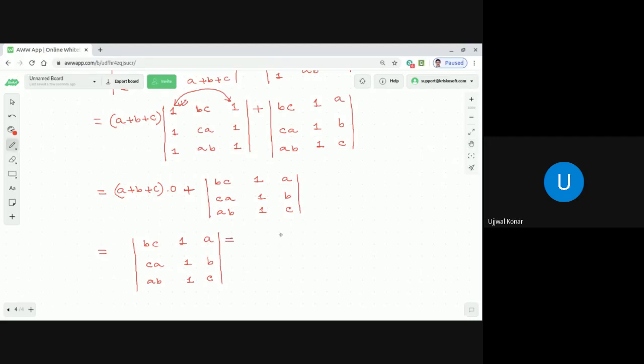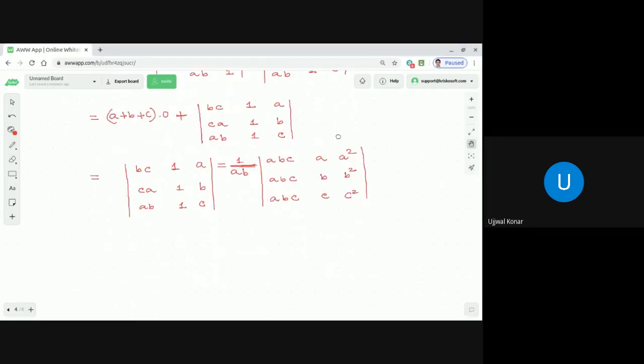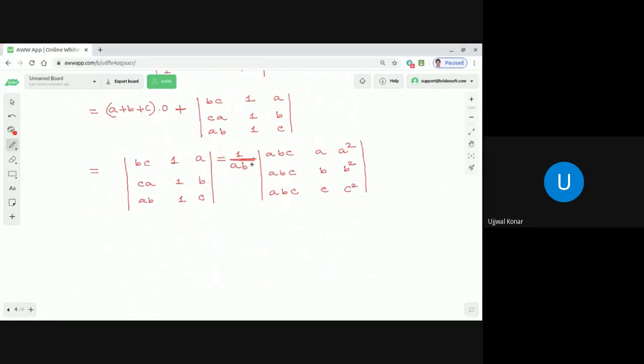If I multiply the first row by A, what I'm going to get? A, B, C, A square. So then I need to divide it by A. Correct? Then the second row I'm multiplying by B. So what I will get? ABC, B, B square. So I should divide by B to adjust it. Then the third row I'm multiplying by C. So it becomes ABC, C, C square. Correct, dear students? After that, to make the adjustment, I need to divide by C.